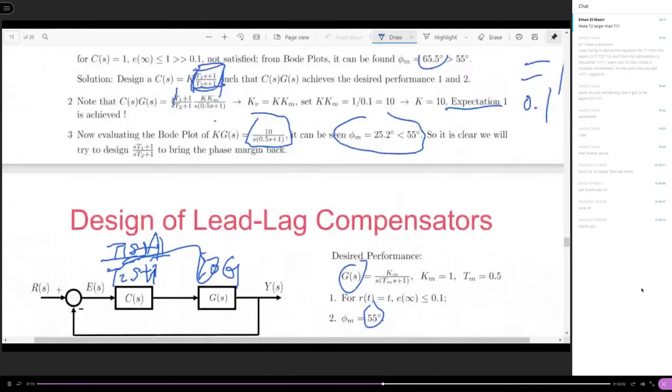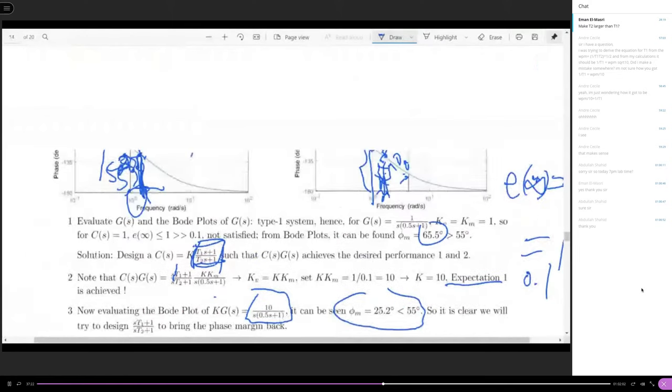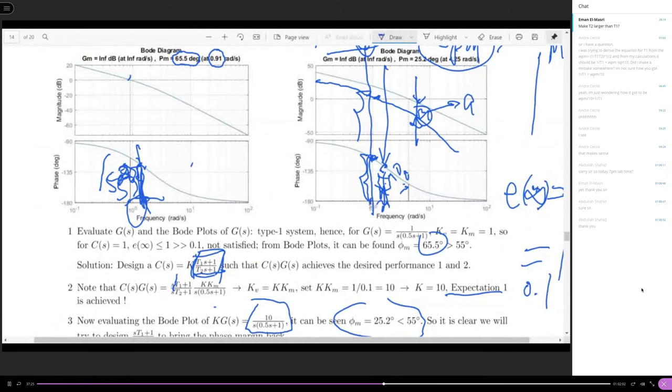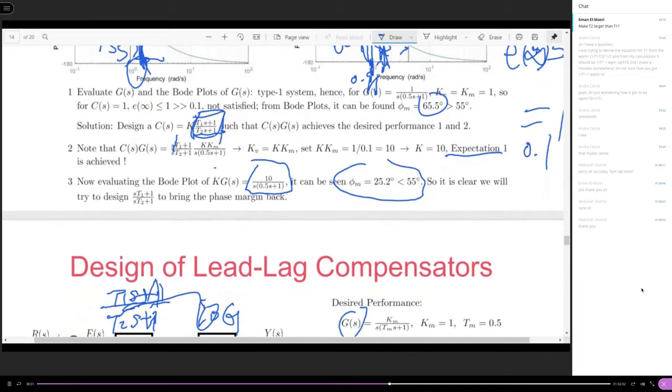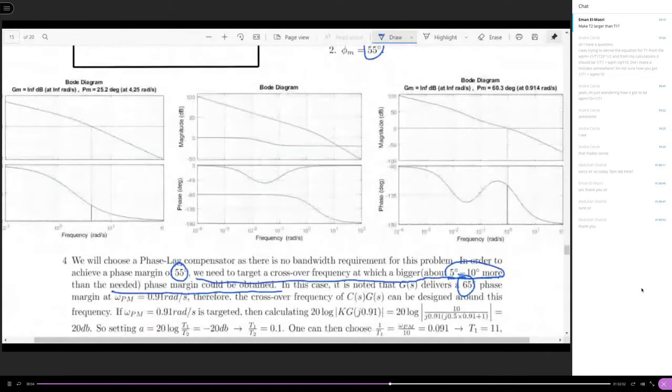Why is it higher? Because you targeted this frequency 0.91 to design the 65 degree. So you apply the phase lag. Don't forget, the phase lag is going to bring down the magnitude, right? So the crossover you intend to happen here, the real magnitude is going to be lower, so your crossover actually won't be here. But if you consider the allowance, it will automatically accommodate for that. That is the purpose of adding an allowance.